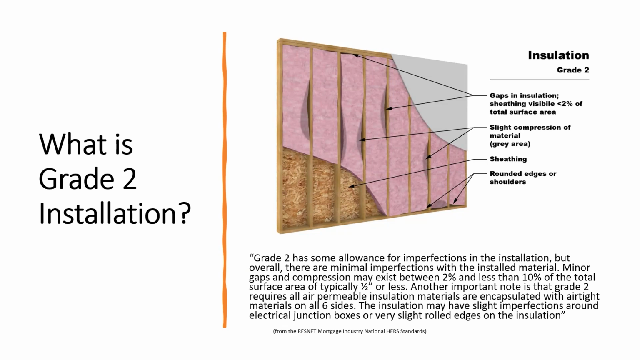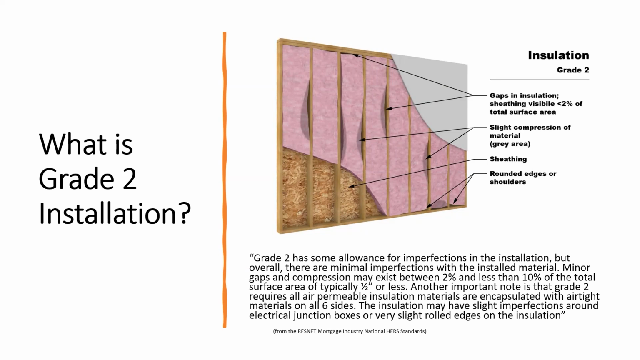The insulation may have slight imperfections around electrical boxes or slightly rolled edges of the insulation. In other words, they friction fit it and it's slightly rolled at the edges. That's kind of what they're showing here, but they're showing rounded corners at the bottom. They're showing slight compressions. It's against the wall at the sheathing and against the wall at the sheetrock.